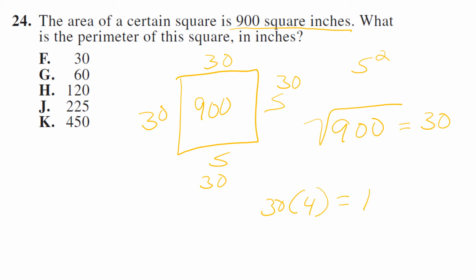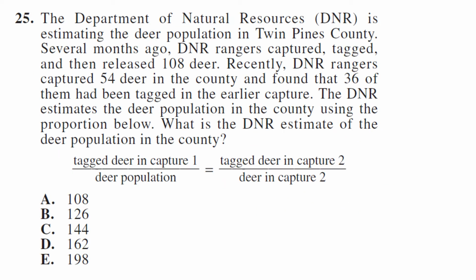So our perimeter is going to be 30 plus 30 plus 30 plus 30, or 30 times 4 sides. That equals 120. Choice H. This question gives you the formula you're going to need to answer the question. You just got to fill in all the information.